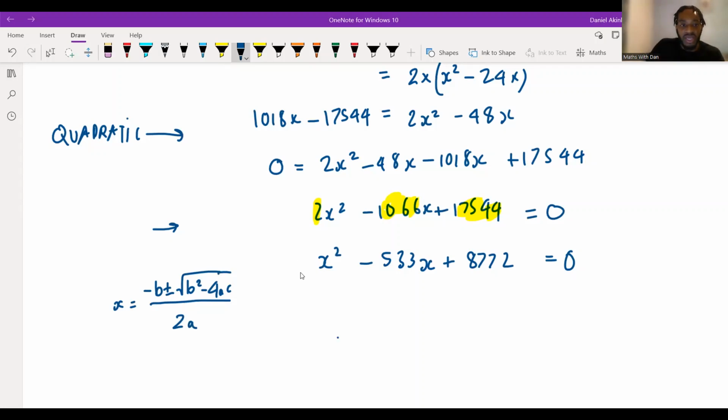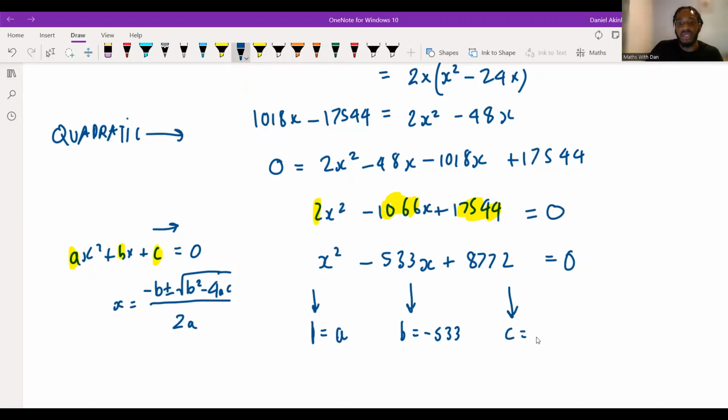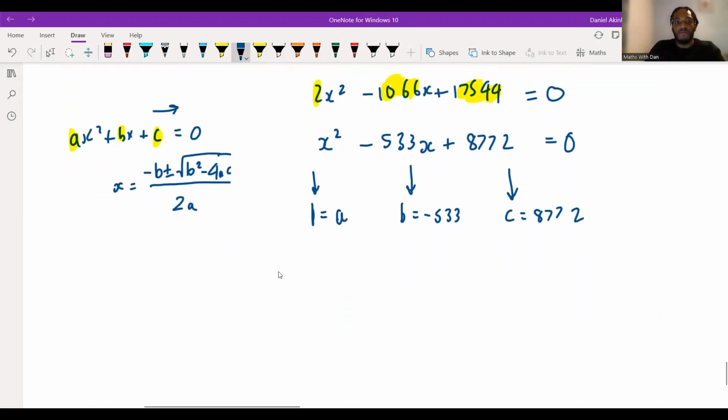So in our case, the general form is ax squared plus bx plus c equals 0. So it's just the numbers in front of each term: a, b, and c. In our case, we have a 1 here, so a is equal to 1. We can see that b is equal to minus 533, and c is equal to 8772. Now we're just going to plug this into the formula.